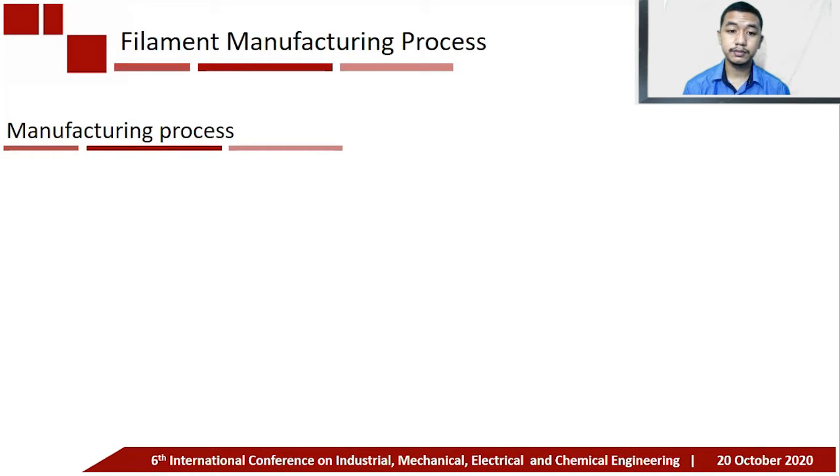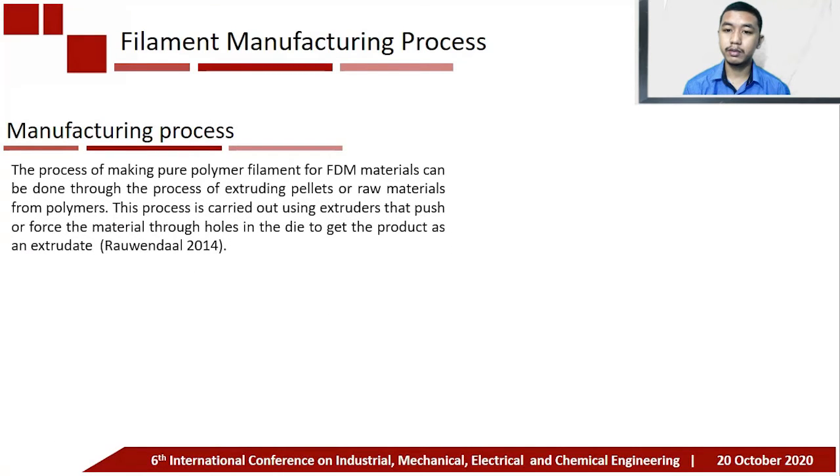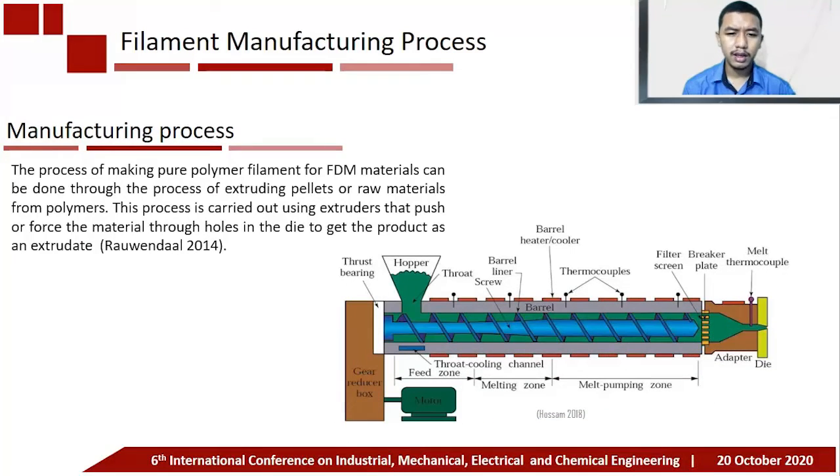Manufacturing process. The process of making pure polymer filament for FDM material can be done through the process of extruding pellets or raw material from polymer. This process is carried out using an extruder that pushes or forces the material through holes in the die to get the product as extruded. And this is an example of a part of an extruder machine.